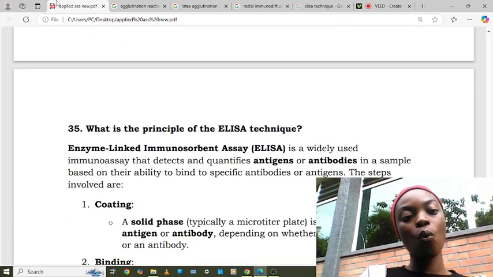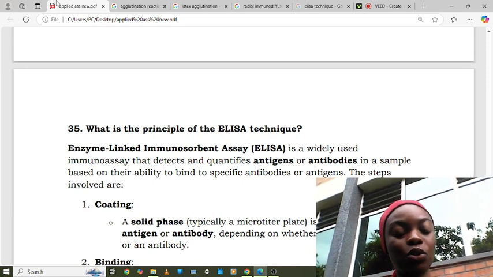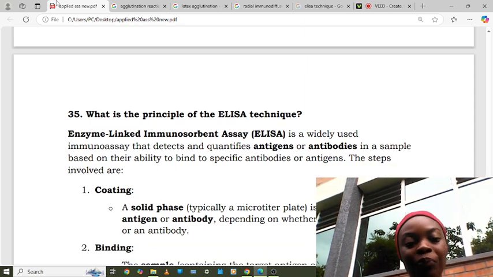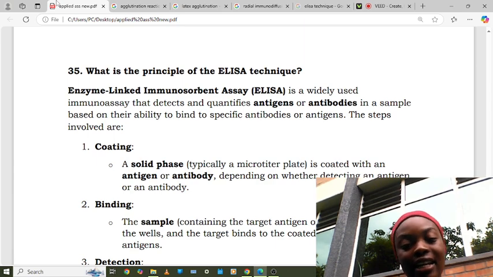Then what is the principle of ELISA technique? This question is going to be my last question. I'm going to end up with it. So, enzyme-linked immunosorbent assay, which means ELISA, is a widely used immunoassay that detects and quantifies antigen or antibody in the sample based on their ability to bind to specific antibody or antigen.